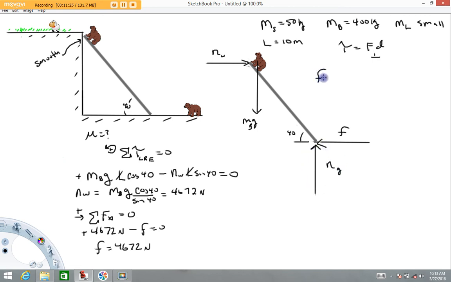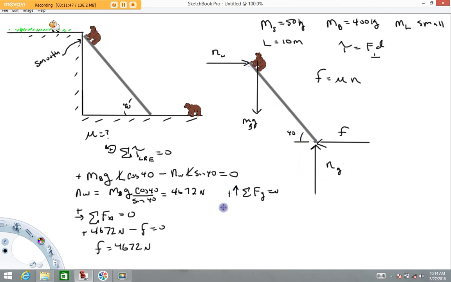Now, to get the coefficient of friction, we're going to need this normal right here, because remember, the frictional force is equal to the coefficient of friction times the normal. But it's important to realize we need the correct normal. The coefficient of friction at this point is related to this normal right here. We can get that by summing forces in the y direction. Sum of all forces in the y direction equals 0. I'll go ahead and just do up positive.